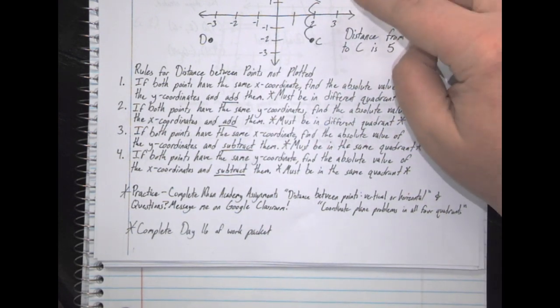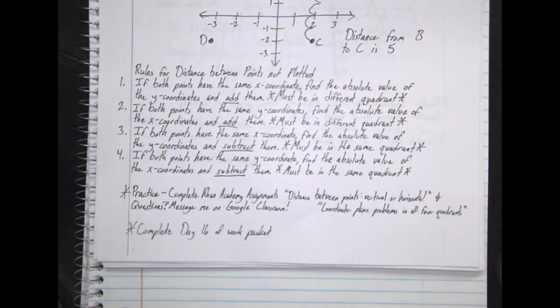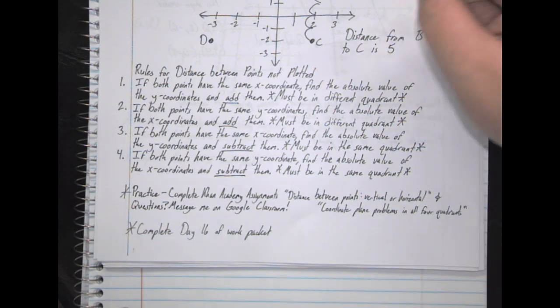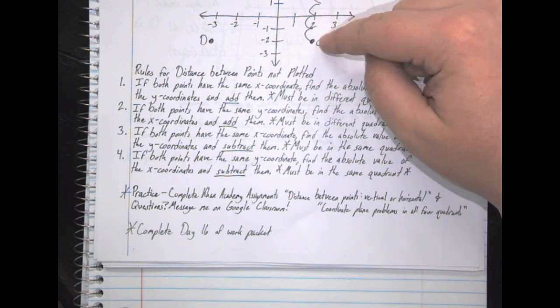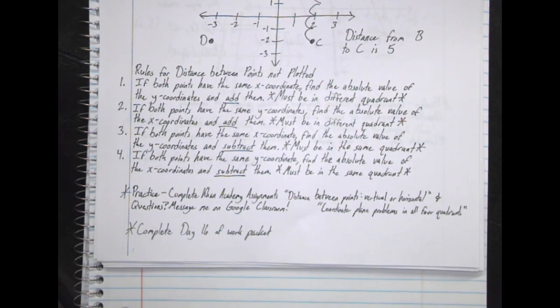Like right here, these two, point B and point C, they have the same x value of 2. So we just took the y values. Point B had a y value of 3 and C had a y value of -2. We found the absolute values of those, which is 3 and 2, and added them up, which is our distance of 5. Kind of see how that works?